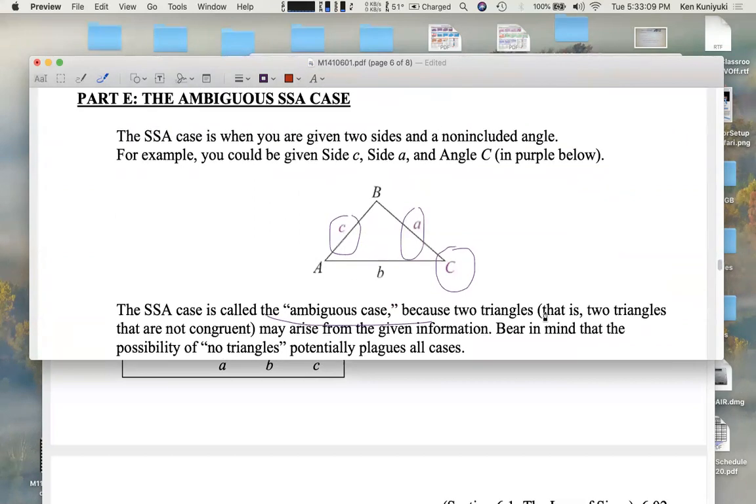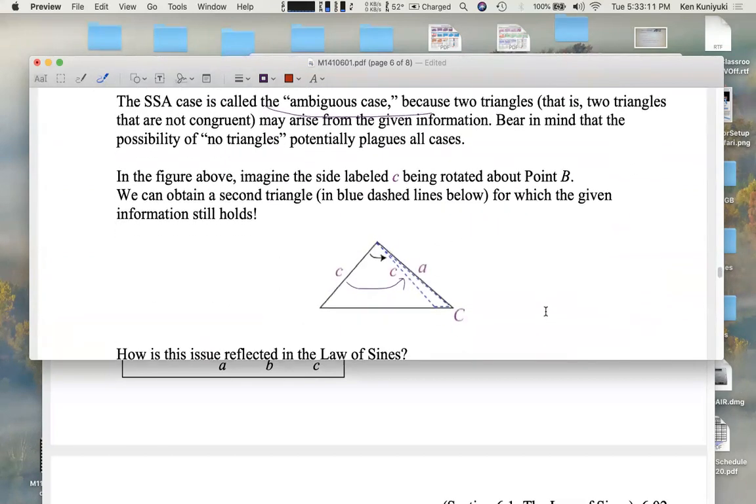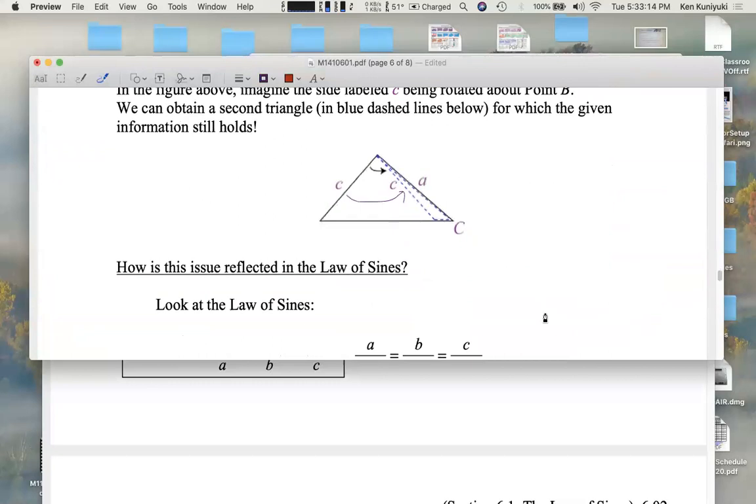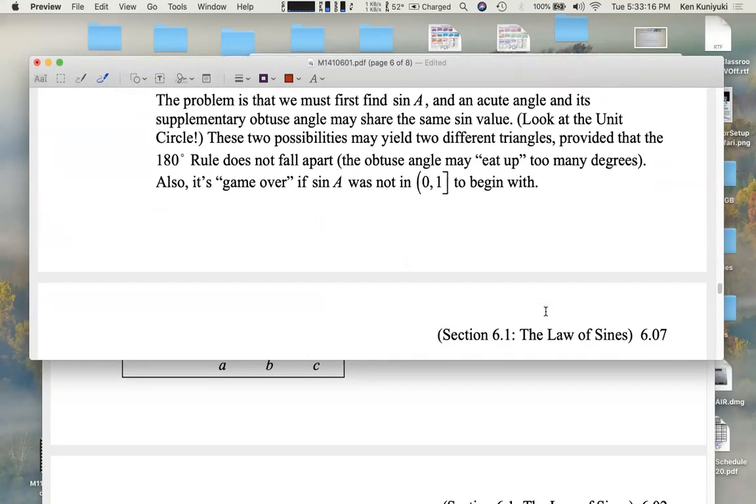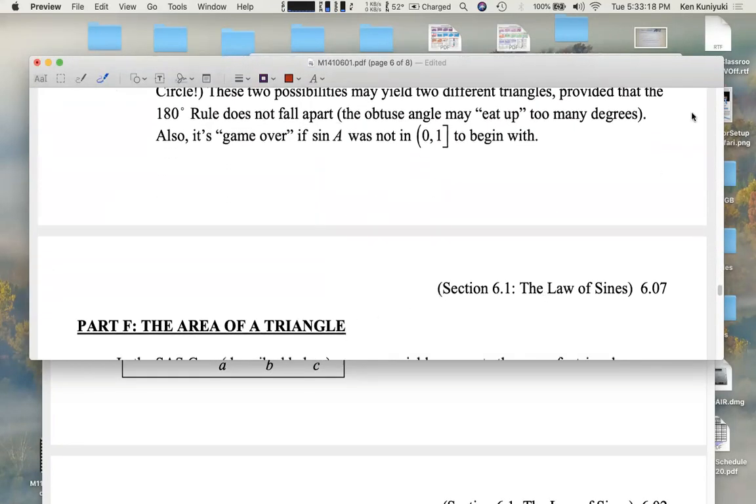But we're not going to worry about that in this class. I'll tell you when you can use the law of signs. Now, in the next video, we are going to deal with issues of area. That is required, and that's next time.